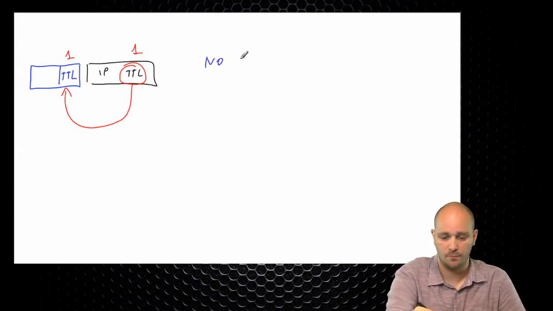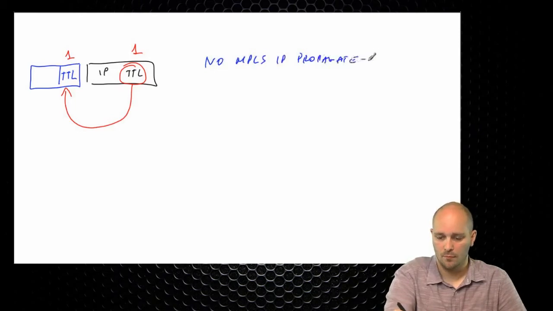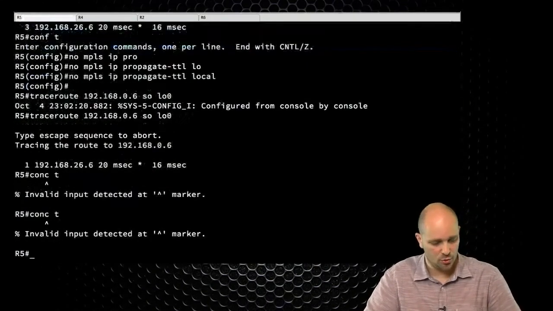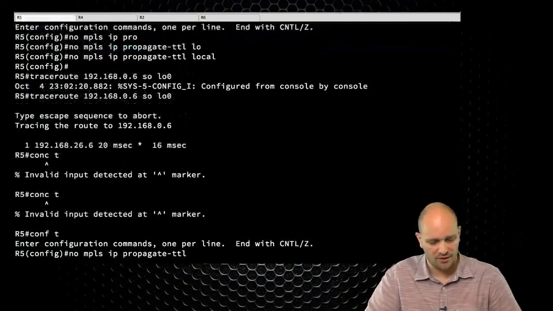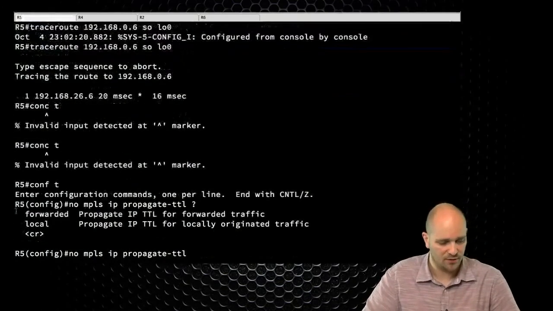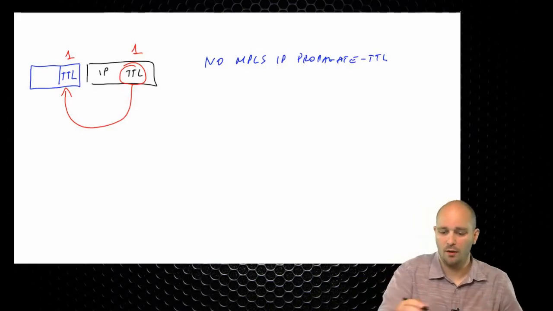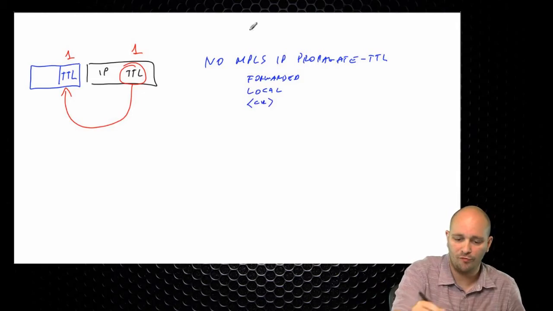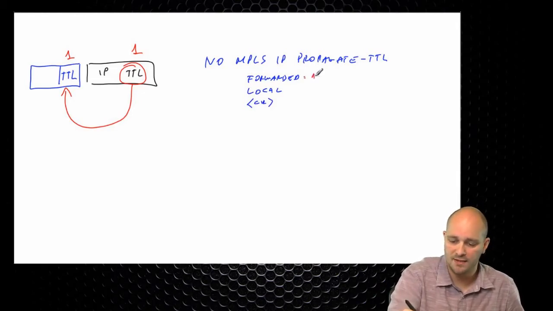Now, if I do this command, no mpls ip propagate-ttl, I have several options, and the options that I can configure here are the one that I used, local. It can be forwarded or it can be both. Or if you just press enter, it applies to both. So I have 3 options here: forwarded, local, and cr.